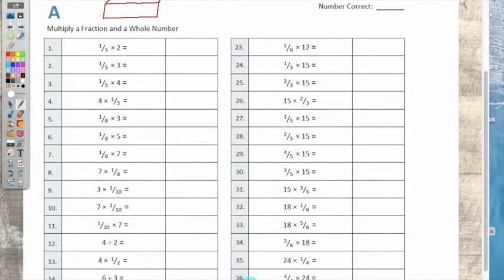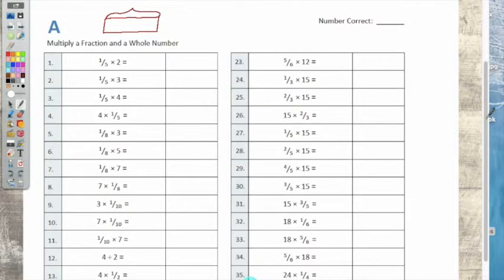So the total would be what? 2. And how many equal parts would I have? 5. And then I'd have to figure out one of those. That's not very easy. Or I could think of it as 2 copies of 1/5. What's my answer? 2/5.